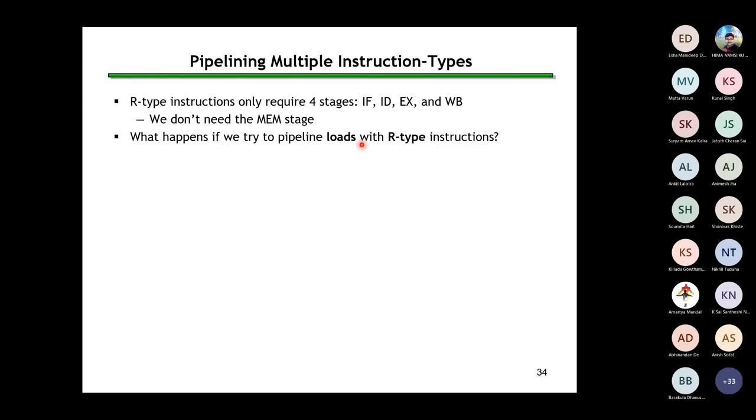And suppose we now want to pipeline R-type with a load instruction. In load, we need all the 5 stages, including the memory. But R does not need 5 stages. So there is a mismatch here, as you can see in the pipeline. If we draw this pipeline diagram, and we don't put mem there for R-type, there will be a mismatch.